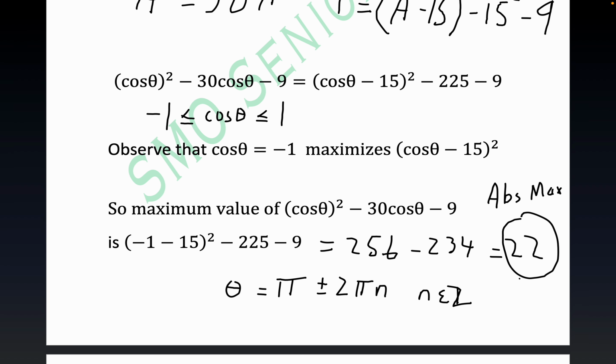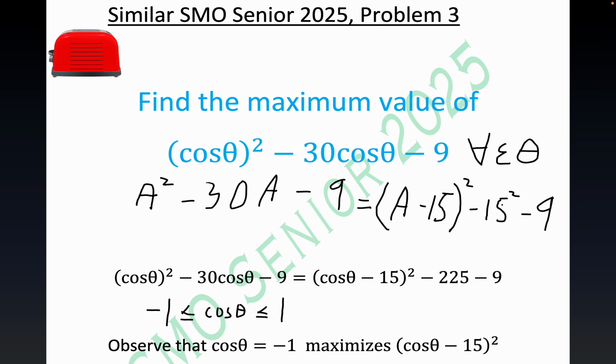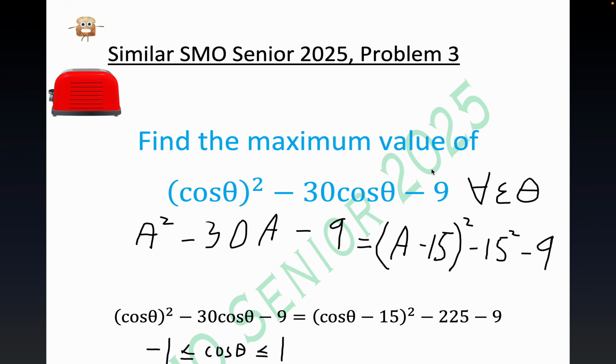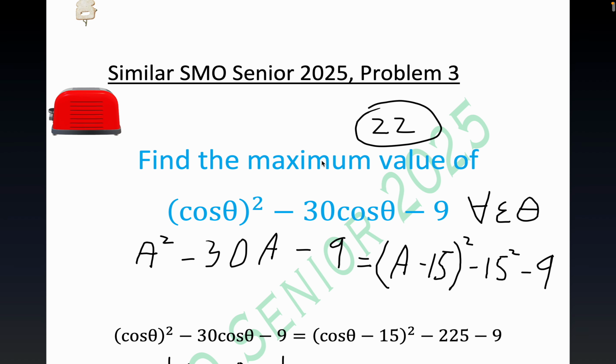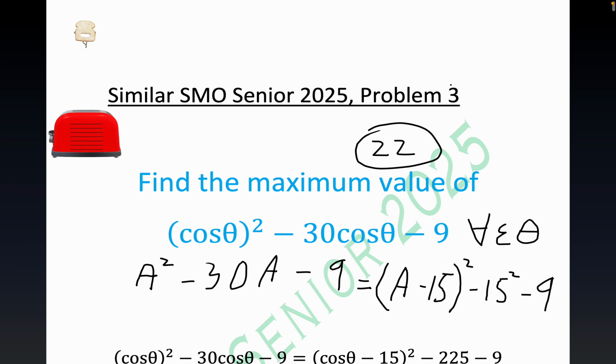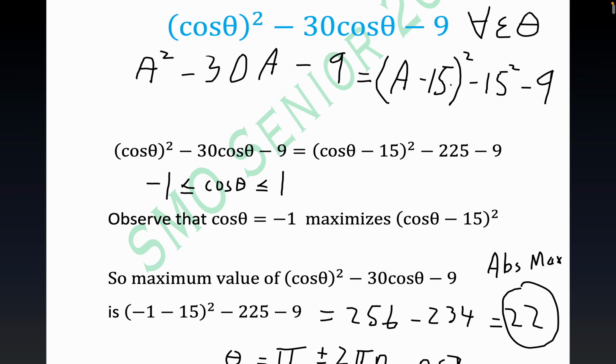Okay, so 22 is the answer, is what I got, ladies and gentlemen. Let me write it up here. Maximum value is 22. And I guess you could get the minimum value pretty easily from here too if you felt like it, okay? Anyway, we've solved this problem. And it's similar to a recent SMO Senior problem, number 3, I believe. I think I recorded that correctly. But anyway, that's the answer that I got. And let me know if I made any mistakes. I think I got it right, though.